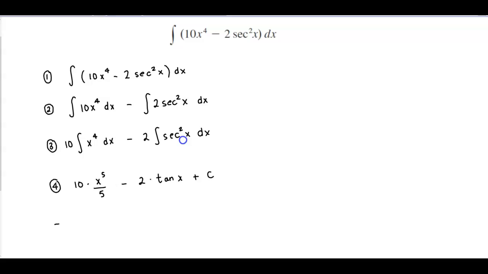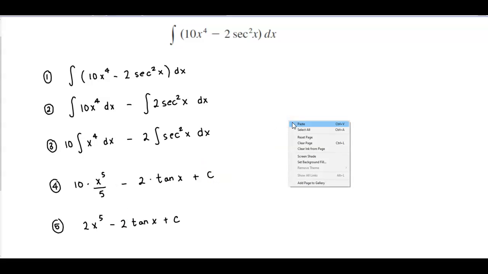So now let's just simplify this a little further. If we take 10 and divide that by 5, this is going to give us 2x to the fifth minus 2 times the tangent of x plus c. Okay, so now we have the antiderivative of the function.